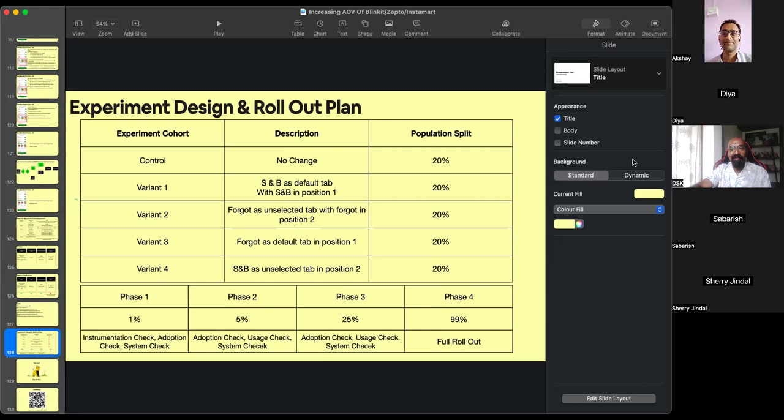So when we were prioritizing the solution, and Dia, your voice is very faint. Sorry, I can't hear you. Okay. Is it better now?